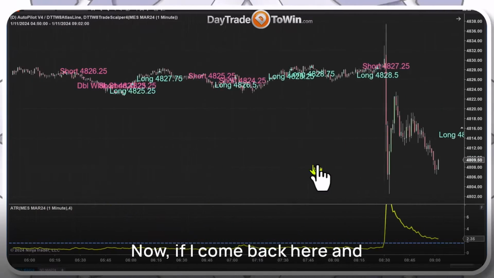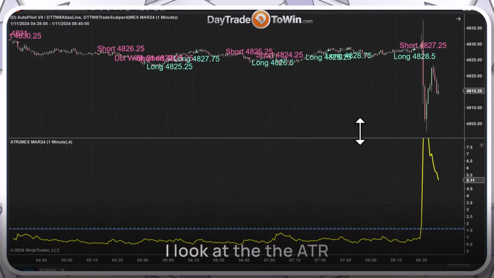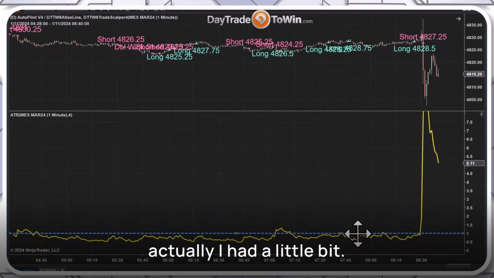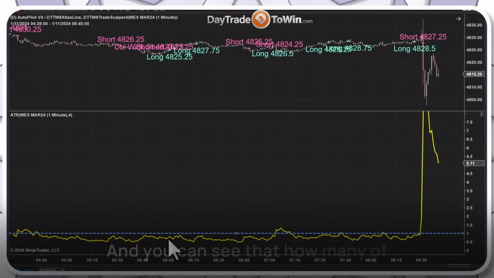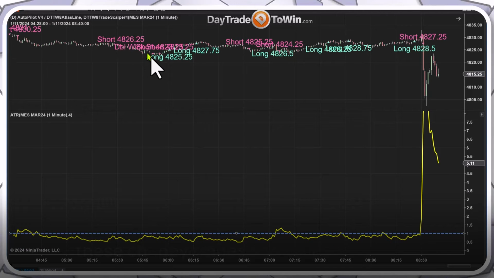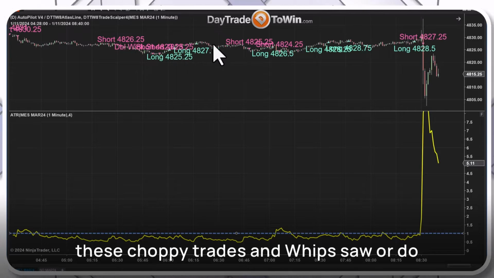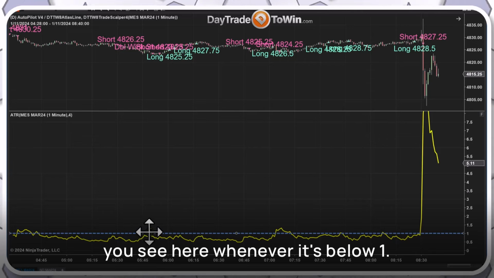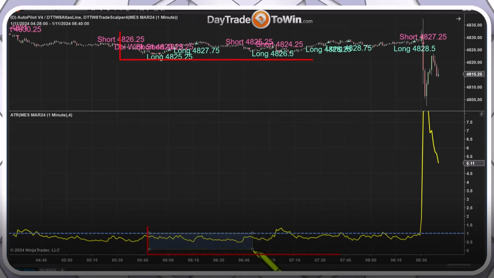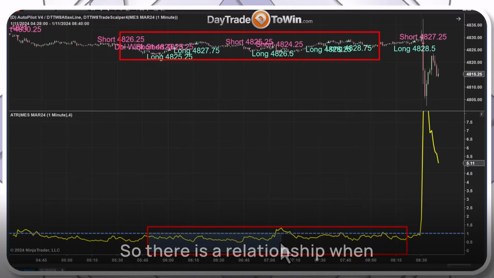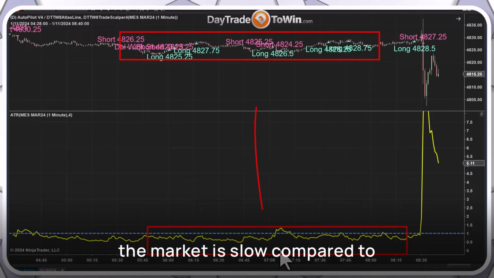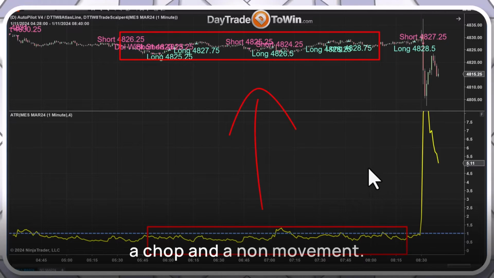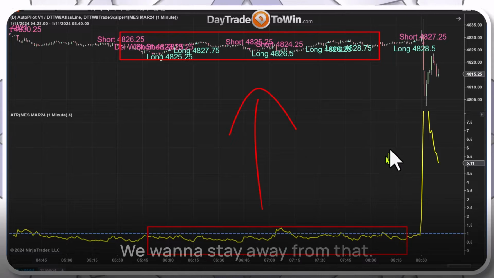Now, if I come back here and I look at the ATR, you can see how many of these choppy trades and whipsaws there are whenever it's below 1. So there is a relationship between a slow market and choppiness and non-movement. We want to stay away from that.